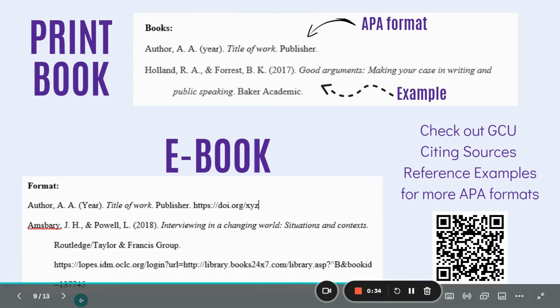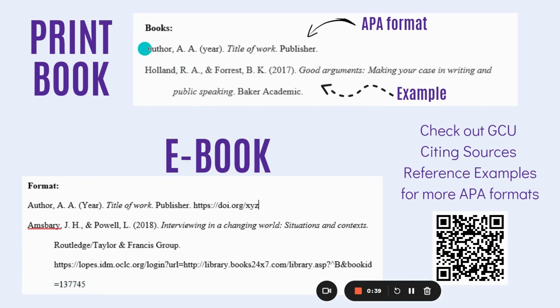The APA format for a print book and ebook are very similar, but as you can see here, I have the APA format at the top here: author's last name, first initial, middle initial if listed, and then in parentheses the year, followed by a period, and then the title of the book is going to be in sentence style capitalization. So first letter and then proper nouns, and that's going to be in italics. That's important. Followed by a period and then the publisher.